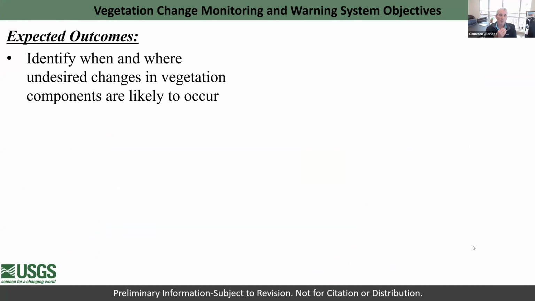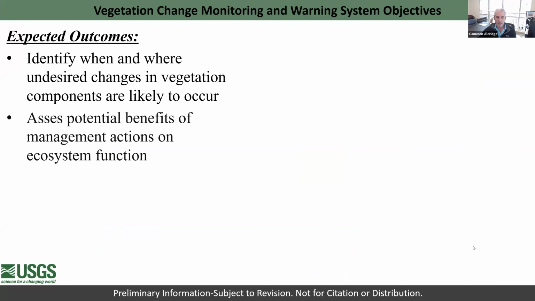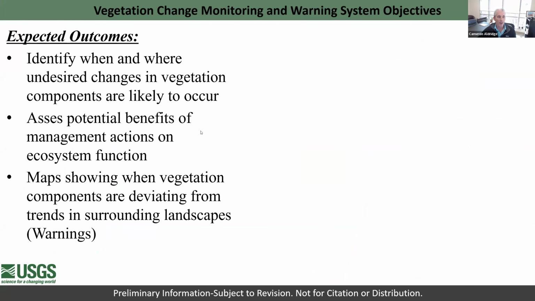So the expected outcomes for this vegetation monitoring and warning system are, we hope to be able to identify where and when undesired changes are occurring in the vegetation components and when they're likely to occur. Secondly, we want to be able to assess potential benefits of management actions on ecosystem function, and then also ultimately produce maps showing when vegetation components are deviating from trends in surrounding landscapes. We will eventually identify these sorts of warnings.